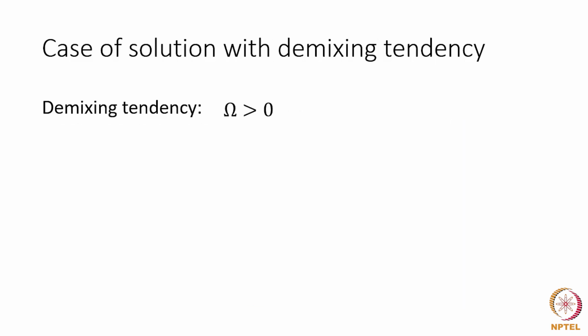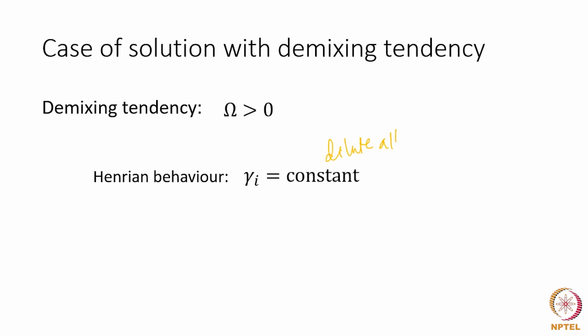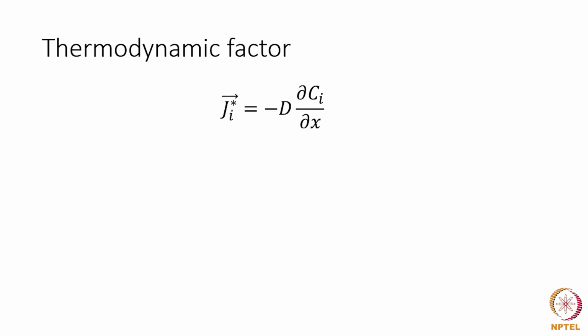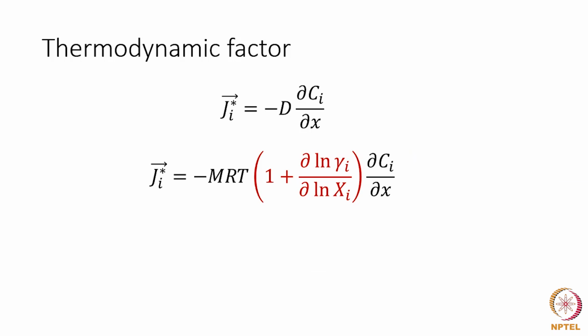For a solution with demixing tendency, the interaction parameter is positive, and you can have a Henrian behavior even then for dilute alloys. It's possible where the gamma i is constant, and that will give you thermodynamic factor 0. But for intermediate compositions, definitely when omega is greater than 0, you have the thermodynamic factor negative. Now the thermodynamic factor going to a negative value has some serious consequences. What we are trying to write is as follows here. The constitutive equation is written in terms of D here, and that D is basically this factor.